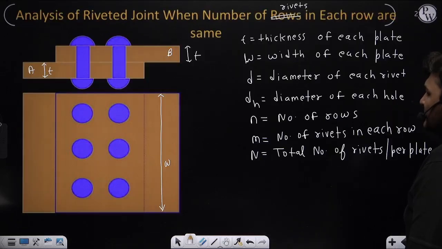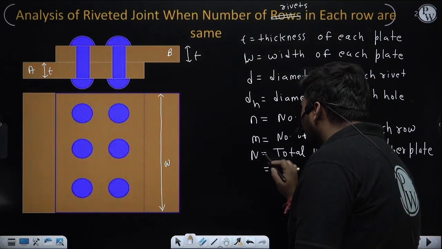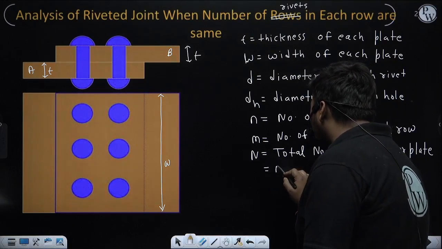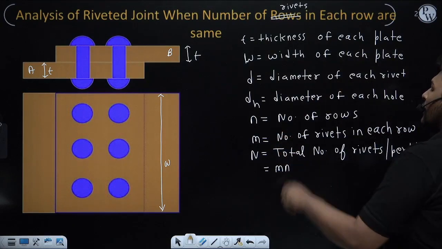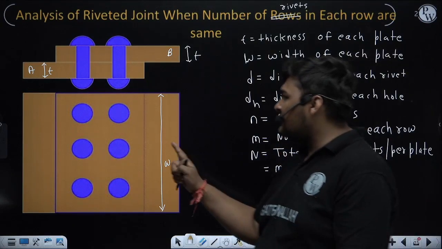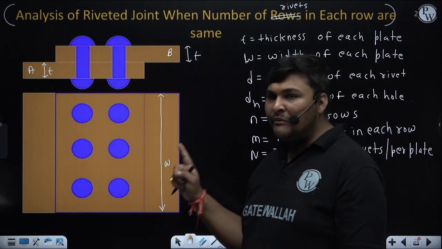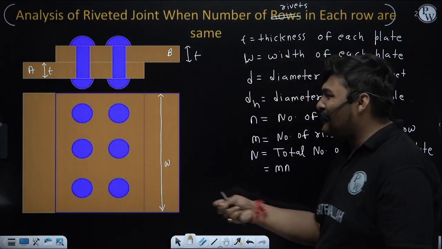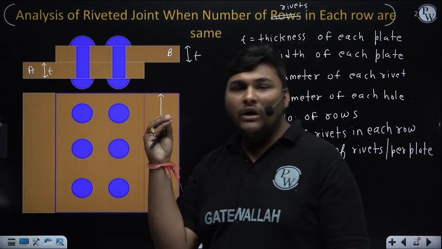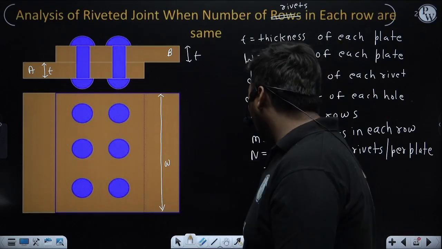If the number of rivets in each row is the same, you can also say that the formula to calculate the total number of rivets will be small m into small n, that is the number of rows into the number of rivets in each row. Like in this case, the number of rows is 2 and the number of rivets in each row is 3. So the total number of rivets will be 6. But you need not memorize this formula. By counting also you can easily say. Only count the number of rivets per plate. This is important.